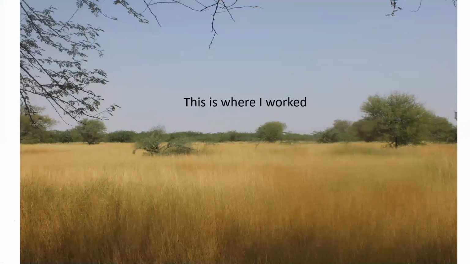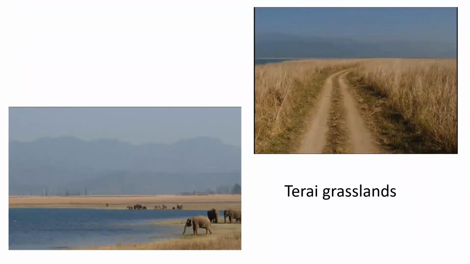For example, this is where I work in Kutch, which again looks a lot like savanna, which is a mix of trees and grasses. So if you look at this image, you can see some of the acacia trees in the background, some prosopis, and a lot of grasses. So there are around 40 species of grasses in this grassland. Then we also have the Tarai region, which is good for grasses.